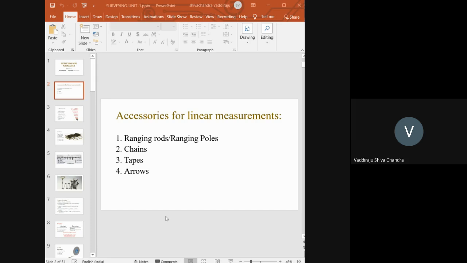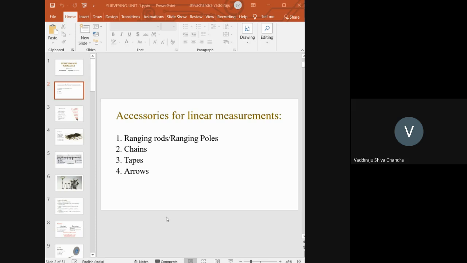What is the distance between two given points? What is the length of the given line, etc. can be done with the help of chain surveying. For measuring the linear measurements in the field, we need a few instruments, which are ranging rods or ranging poles, chains, tapes, and arrows or pegs. These are the basic instruments required for taking the linear measurements in the field.